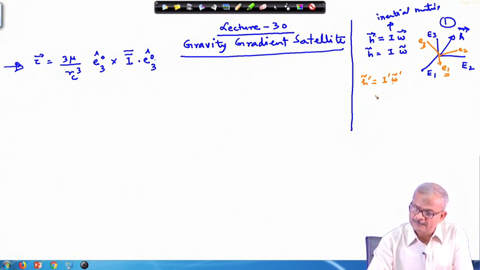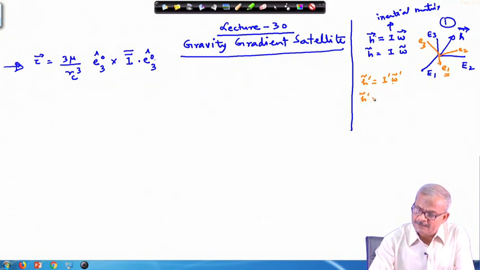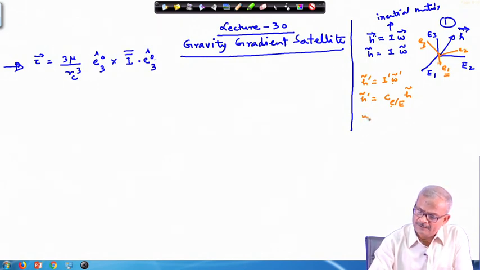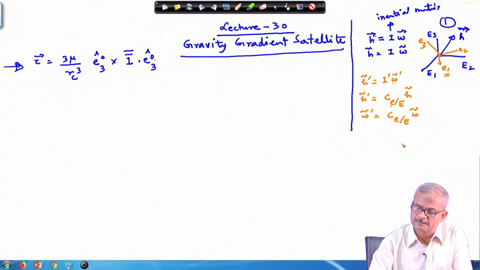Also, we are aware that H tilde prime can be written as C times H tilde, if C is the transformation matrix from the capital E frame to the small e frame, means we are going from the capital E frame to the small e frame. The same way, omega tilde prime can also be written as C small e slash E times omega tilde. Now, we use this result here in this place.